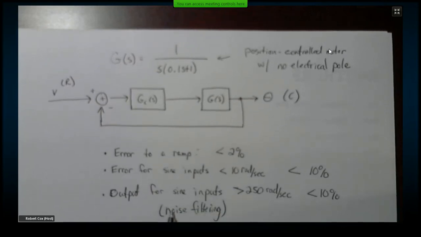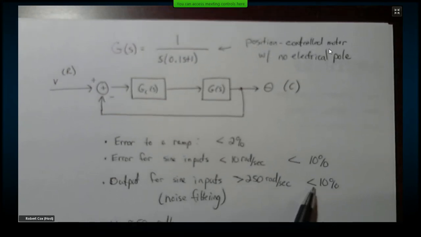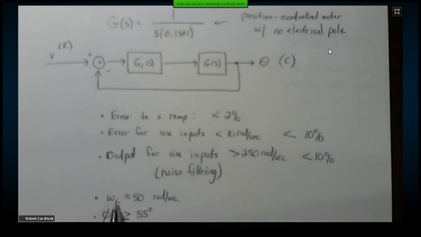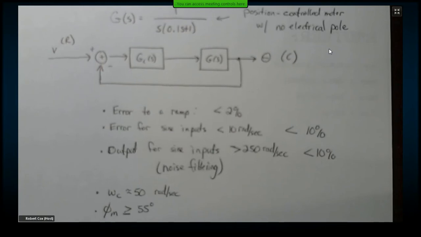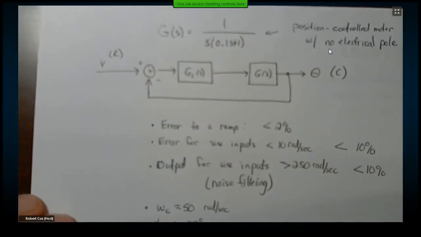That's my noise filtering spec. In other words, I usually have high frequency noise. Well, high frequency noise in this case is apparently noise above 250 radians per second. And I want to make sure that any output out there is less than 10% of the input. All right, I want to make sure that I cross over at about 50 radians per second and phase margin at least 55 degrees. Okay, so where do I begin with these?